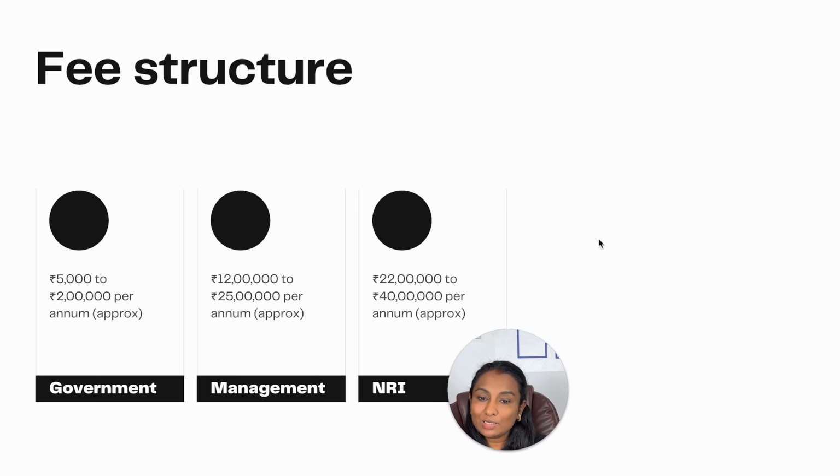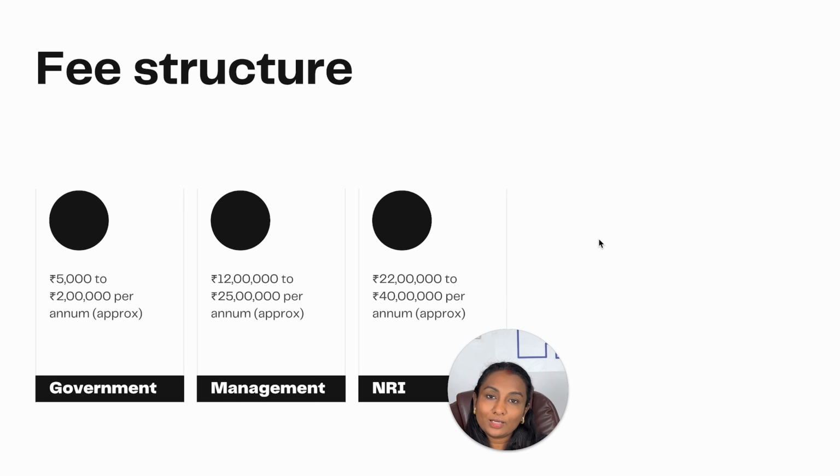When it comes to deemed universities, that is for the management quota, the tuition fees vary anywhere from 12 lakh rupees per annum. Each college has a different fee structure. Some have 15, some have 18, some have 20. So there are colleges ranging up to 25 to 26 lakhs per annum.